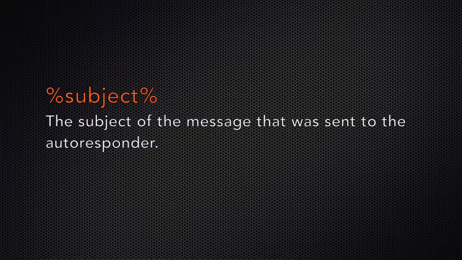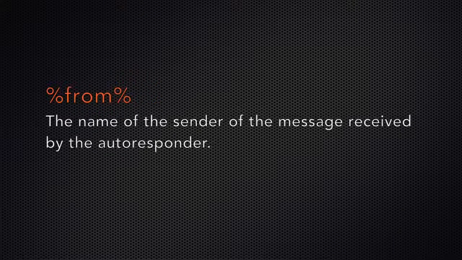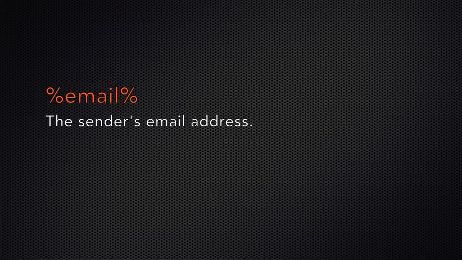The subject tag shows the subject of the message that was sent to the autoresponder. The From tag shows the name of the sender of the message received by the autoresponder, if it's available. If the sender's name was not received, the From tag will display the sender's email address. And the Email tag displays the sender's email address.